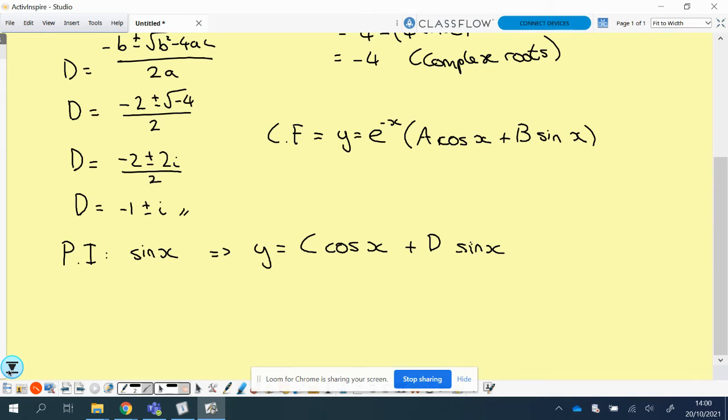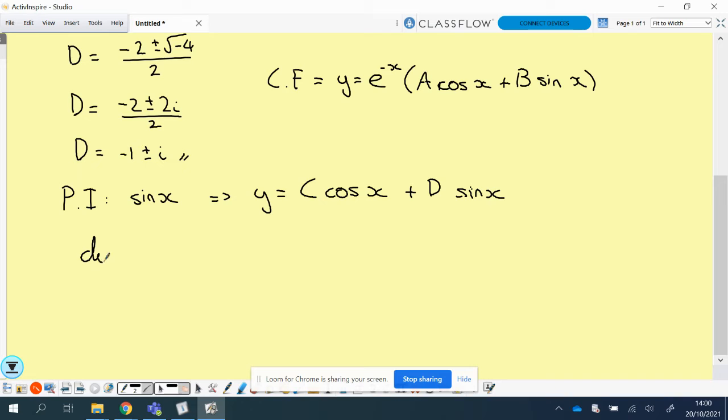So let's go for it. So dy by dx. If I differentiate that, just be careful with your sines and coses. c cos x will become negative c sin x. Cos changes to negative sine when you differentiate it. Sine changes to positive cos, so that stays positive, so positive d cos x. Okay, so that's the first derivative there. dy by dx is negative c sin x plus d cos x.